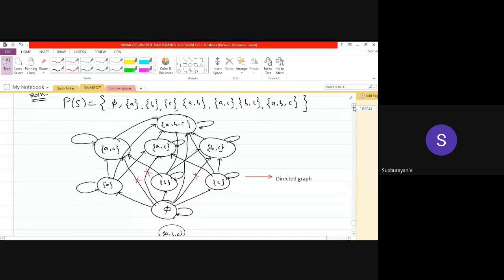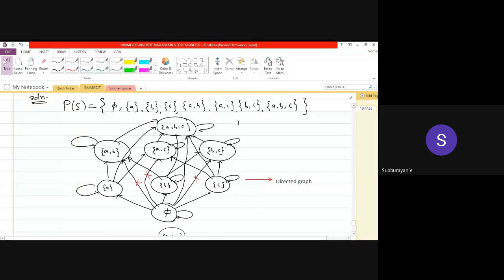First, we have found out the power set of a given set A. This is the set of elements: empty set, singleton sets {A}, {B}, {C}, two element sets {A, B}, {A, C}, {B, C}, and the whole set. So this is the power set of A. Power set of A is nothing but all possible subsets of the given set.